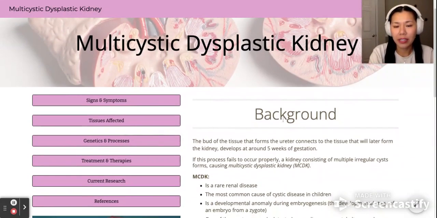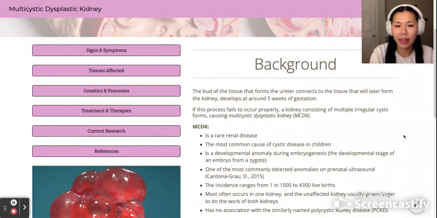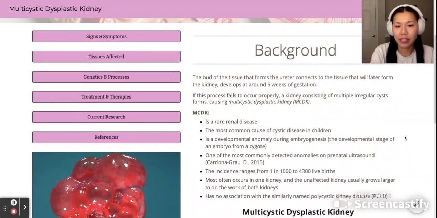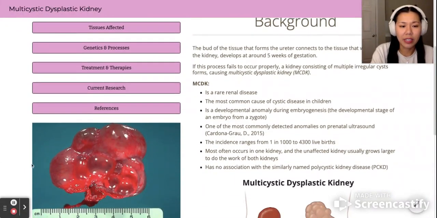So here we see my intro or background page into what MCDK is. Basically, it is a condition in which one or both of the baby's kidneys do not develop normally while the baby is still growing in the womb. As you can see by this image, this is one of the cysts on the kidney, a fluid-filled sac which replaces the normal kidney tissue and prevents the affected kidney from working.